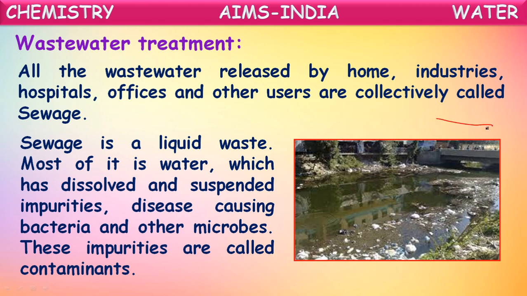All of these have to be removed before reusing this water, and that we call wastewater treatment. Removal of all these dissolved impurities, disease causing bacteria and other microbes. After the removal of all these from this wastewater or sewage, we can reuse that water for our works. This total process of removal of all the impurities present in the sewage is called wastewater treatment.